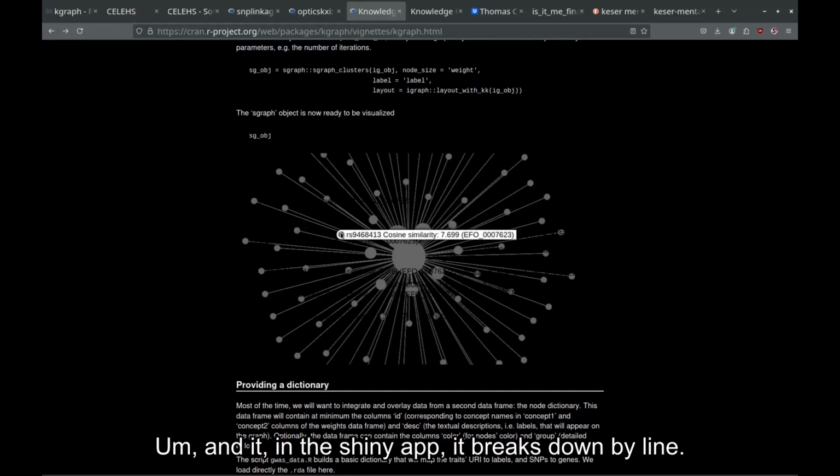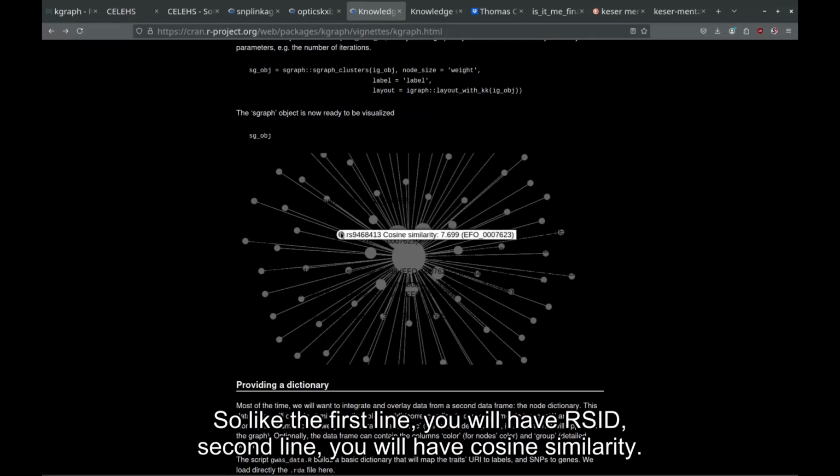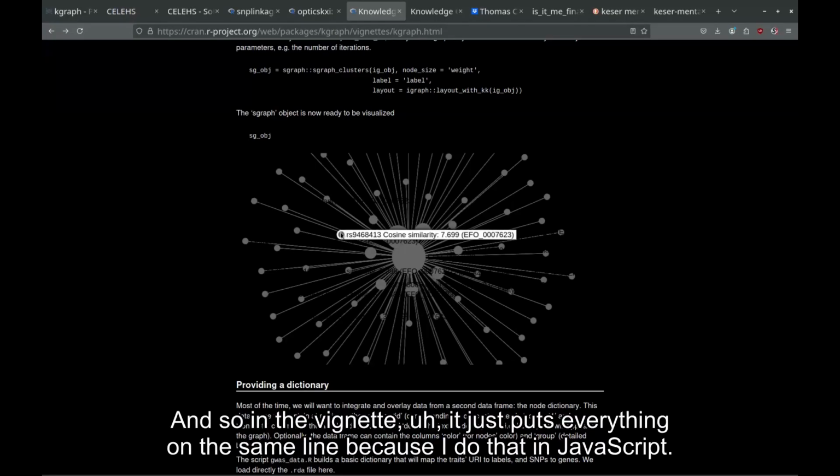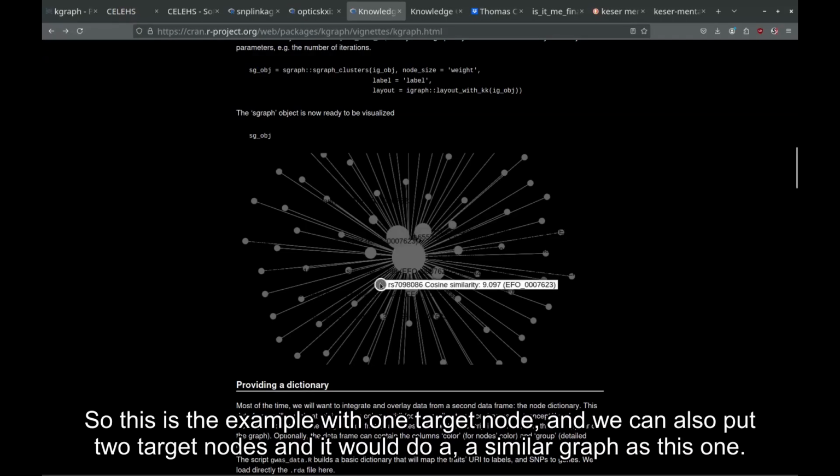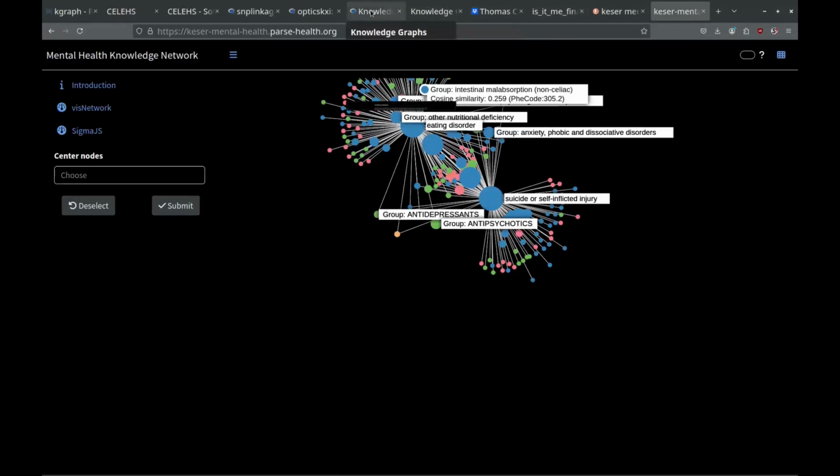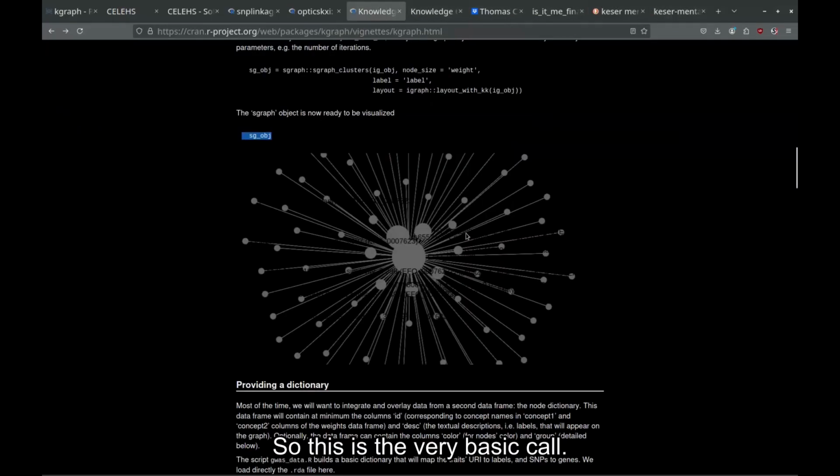And in the Shiny app, it breaks down by line. So like the first line, you will have RSID, second line, you will have cosine similarity. And so in the vignette, it just puts everything on the same line because I do that in JavaScript. So this is the example with one target node, and we can also put two target nodes and it would do a similar graph as this one. So this is the very basic call.